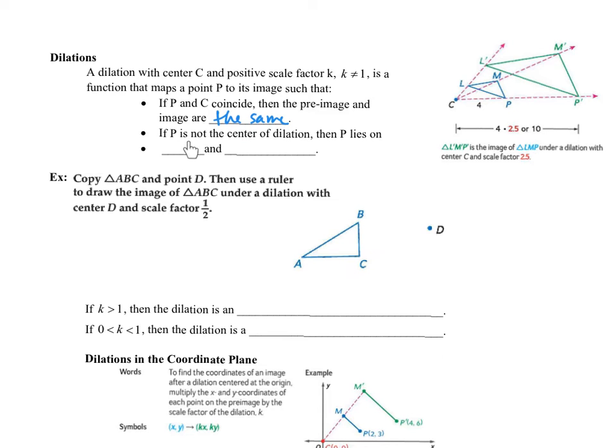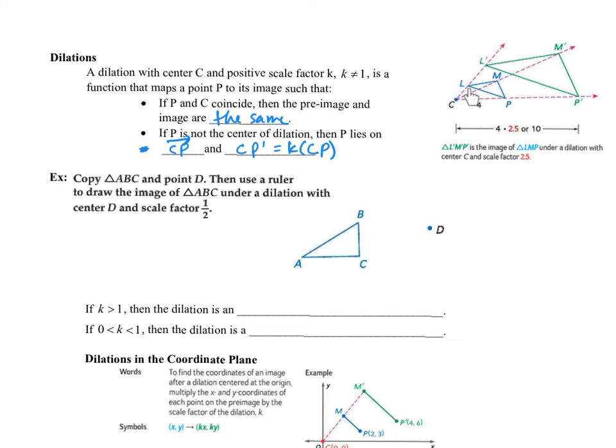But if P is not the center of dilation, then P lies on, oops, there's an extra bullet point here. Can you mark that out? That shouldn't be there. Okay, so let's start this over. If P is not the center of dilation, then P' lies on ray CP, and the distance from C to P prime is equal to the scale factor times the distance from C to P. So that's really wordy, so let's take a look at an example.